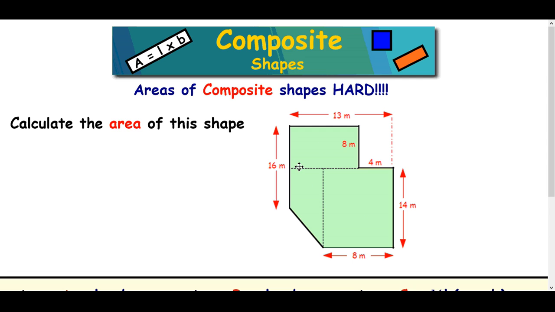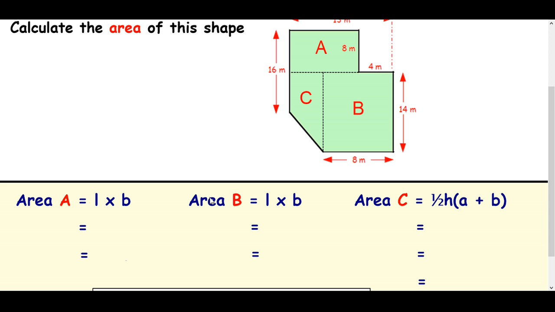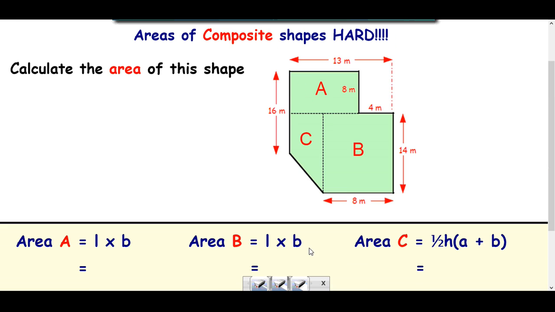This shape is actually a trapezium shape. I know this bit's straight across and you expect it to go diagonally, but it's still called a trapezium. And I'm going to label them A, B, and C. Now I need to know my formulas for this. So I've got 2 rectangles, that's easy enough. The formula for the trapezium, I said at the start of the video, it's a half h bracket A plus B.